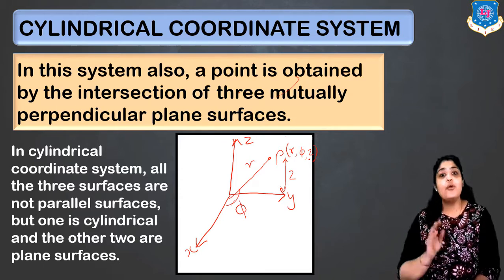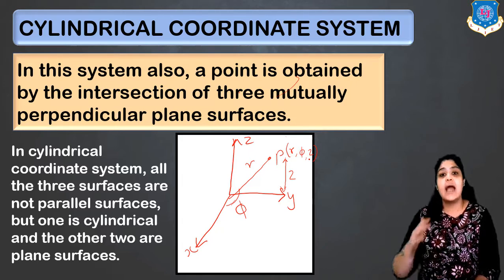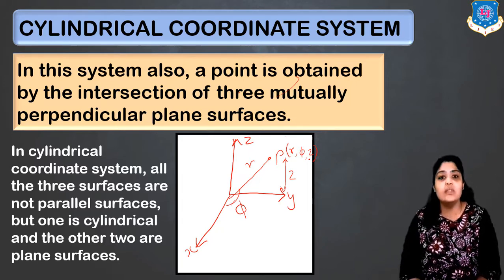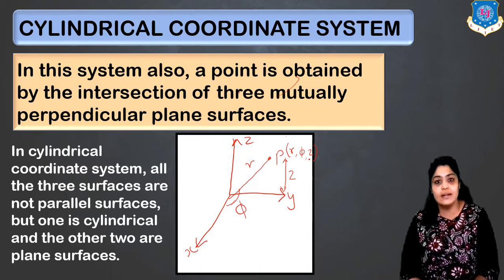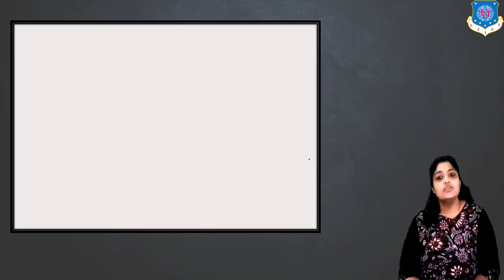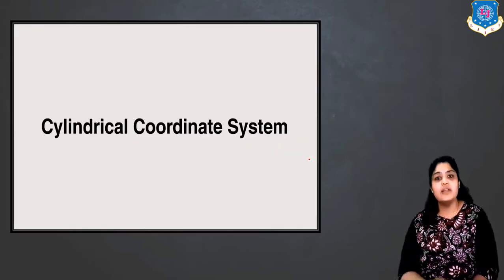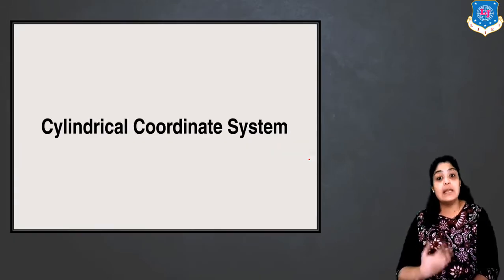Suppose I have a point P which is at a height of, say, 4 meters and it is making an angle of 30 degrees with the x axis. Such a point can be represented as r, phi, z. Now I'll show you a small animation wherein the cylindrical coordinate system will be clear to you.